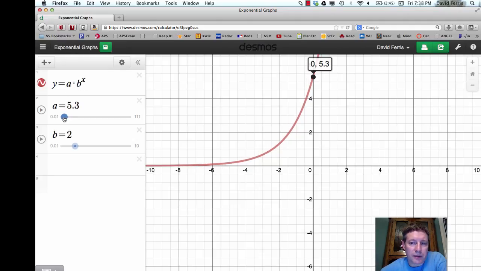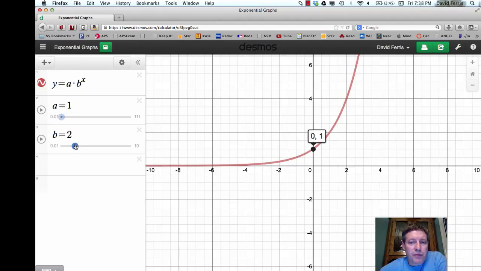So let me put that back a little bit lower here, and we'll see what b does. If you play with b, b is the growth factor. b is the number that we're multiplying by for every x. And as you might imagine, as you increase b, this graph gets steeper. In other words, it is growing at a much faster rate, so therefore it's going to become closer to vertical.